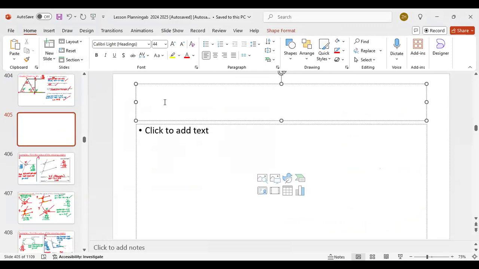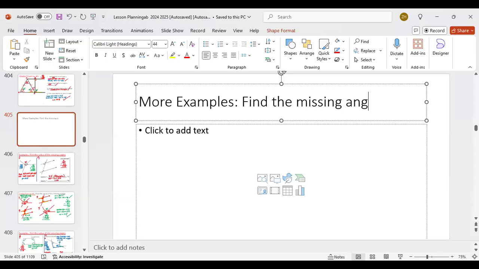So, example, let's say more examples. And again, we want to find, write this down for me, please. Find the missing angles. Again, write this down for me, please. Find the missing angles. Where is Alex Delavo? Are you writing this down, Alex? Yes, sir.